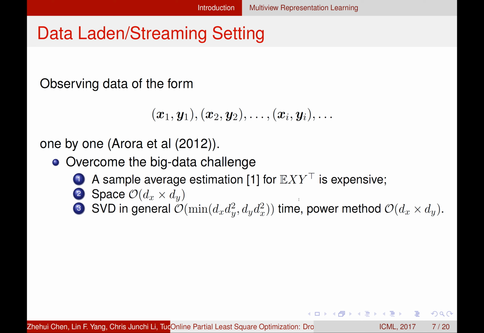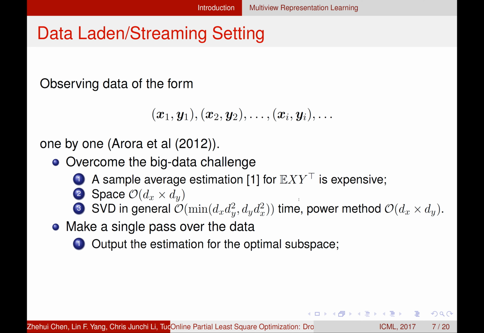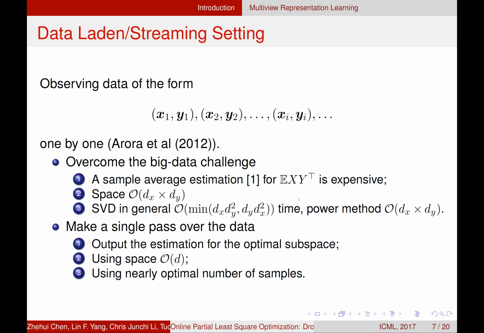So in this data laden regime, we want to make a single pass over the data and at the same time output the estimation for the optimal subspace, using space only of the subspace, that is, space O(d) just to store the top singular vectors, and using a nearly optimal number of samples. What I mean here is that we use a number of samples comparable to the sample average estimation.